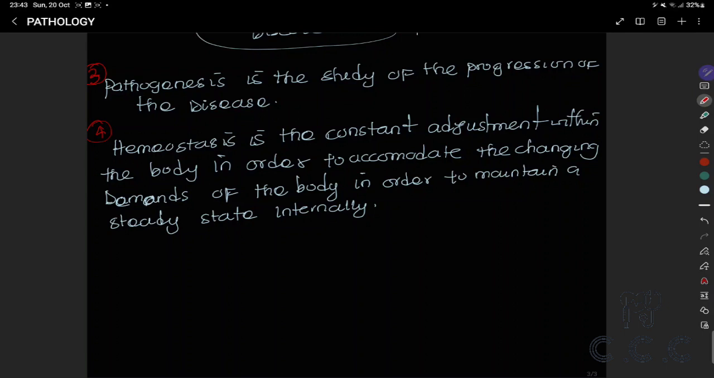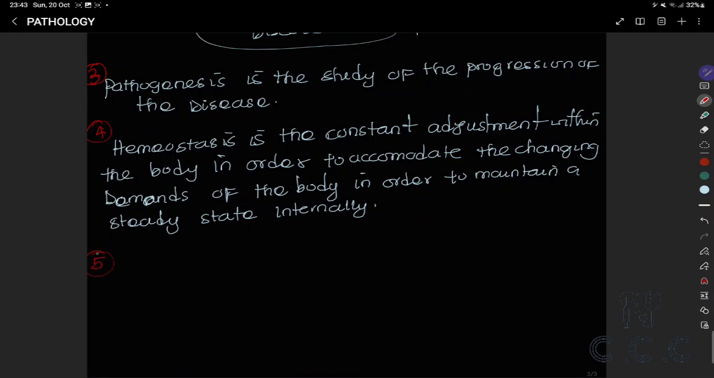Now, that being said, we are going to go further to understanding the next concept. The next concept we have to define is reversible cell injury. Reversible cell injury can be defined as the derailment of functions and morphology that a cell can recover from if a damaging stimulus is removed.